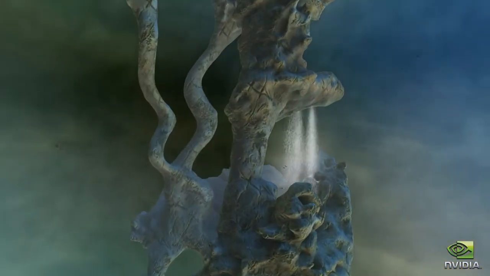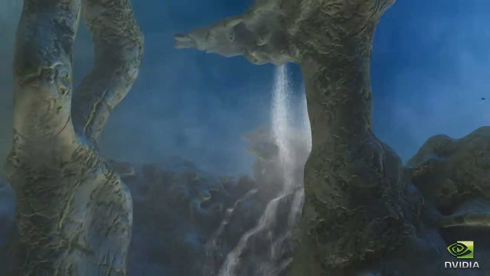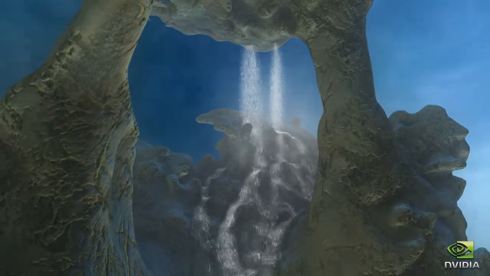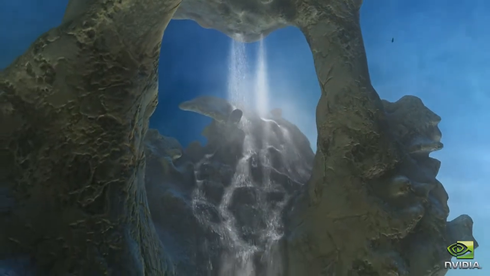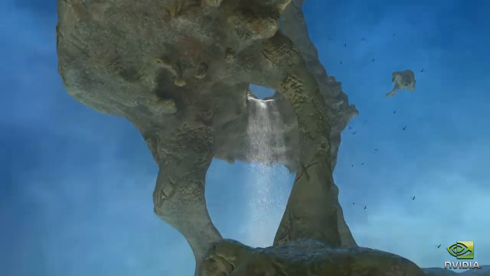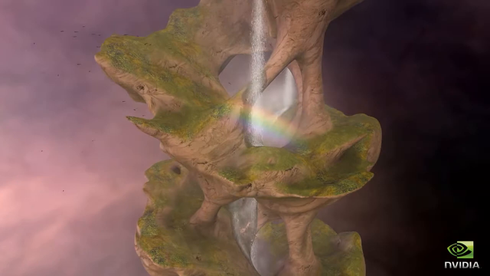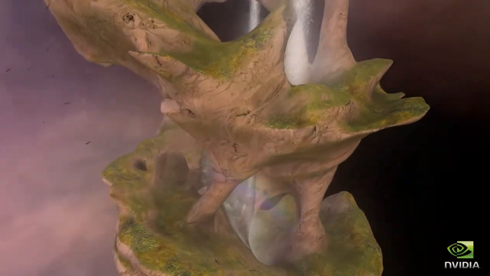DirectX 10's geometry shaders also allow highly advanced particle systems to run on the GPU. Here, we are simulating a cascading waterfall in real time as a dynamic particle system. The path of the water is not pre-computed. Instead, each water particle is simulated independently in a shader with physics calculations governing its motion.